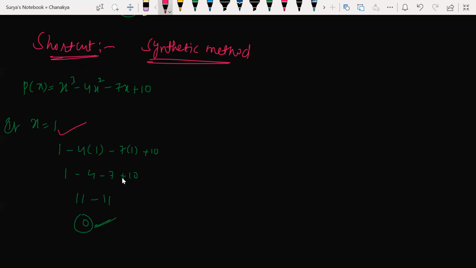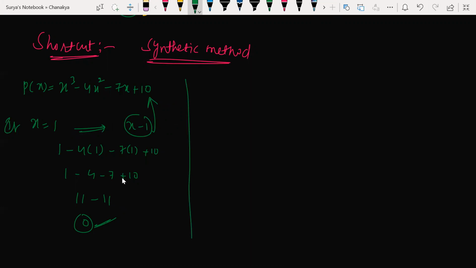x equal to 1 is a factor of this polynomial. How can you say x equal to 1 is nothing but x minus 1 is a factor of this one? Why x minus 1? Because if you shift this 1 to the left hand side, it becomes x minus 1.